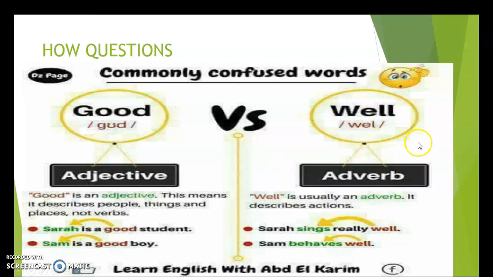In contrast here, well is an adverb. It describes actions. Here, Sarah seems really well. So I want you to check that here I'm describing the action seems. Okay? How Sarah develops or does this action. The next example, Sam behaves well. So again, here I'm describing how Sam behaves, the action. So great.